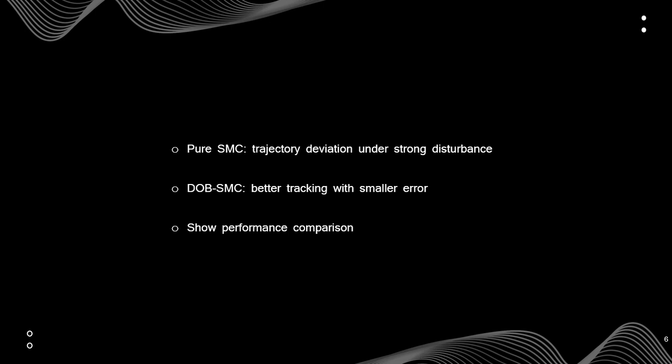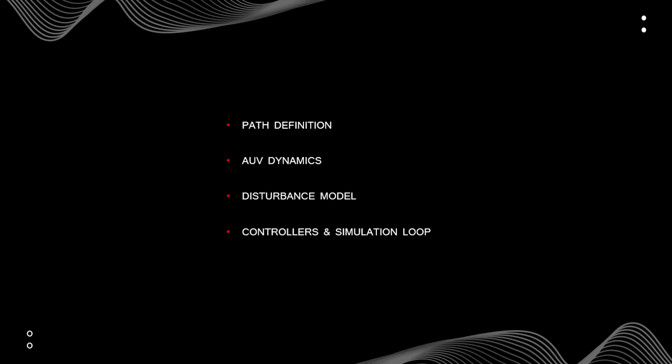We expect that pure SMC will deviate when disturbances are strong, while DOB-SMC will provide smoother and more accurate trajectory tracking. Now let's switch to MATLAB and implement the full simulation step by step.